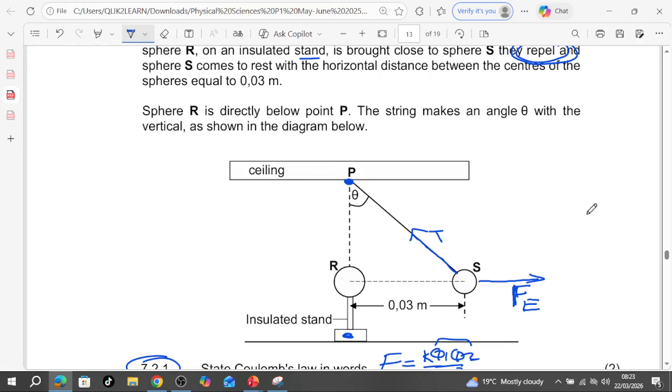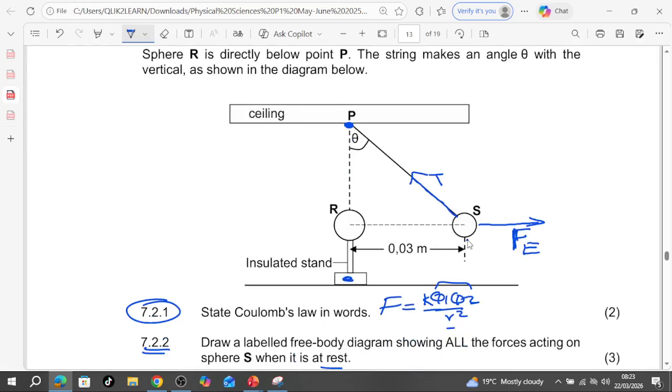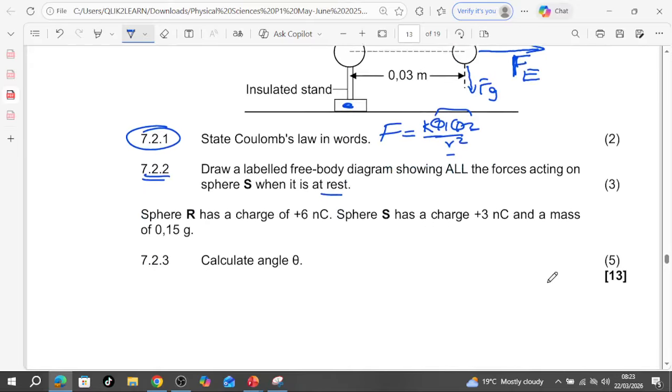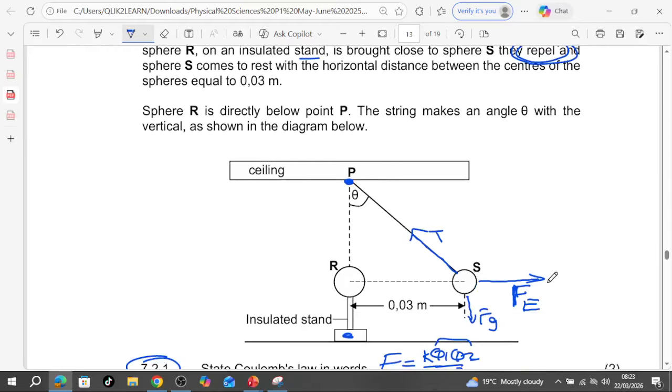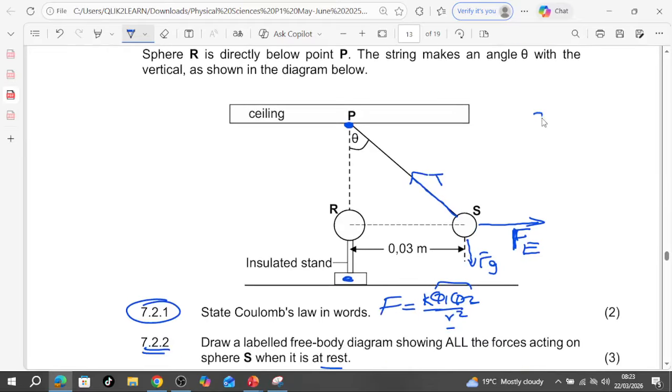But remember, the sphere S will definitely have a weight, Fg. So if we draw a free body diagram for that, for 7.2.2 the free body diagram will look like this: the electrostatic force in that direction, the tensional force going that side, the weight going down. And that's it for this question.